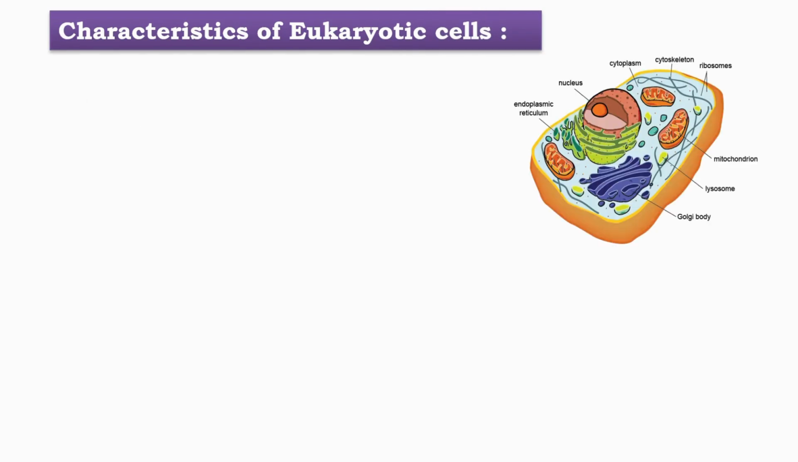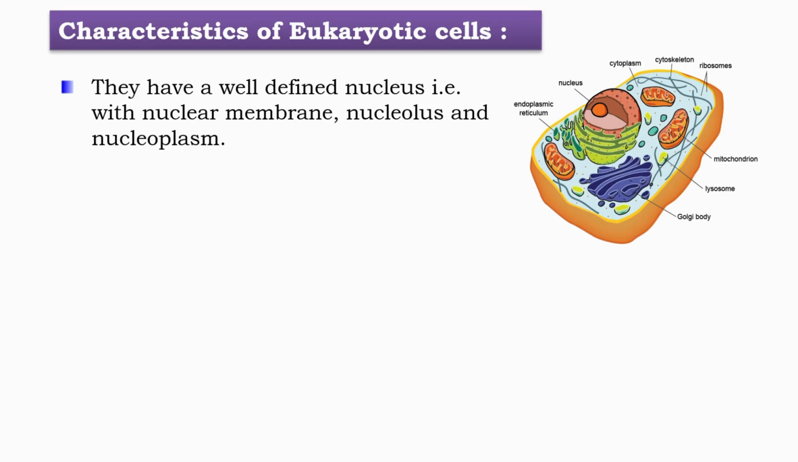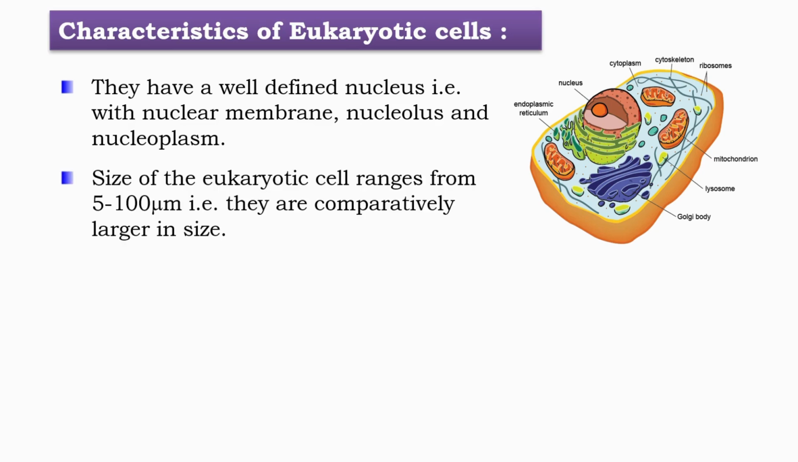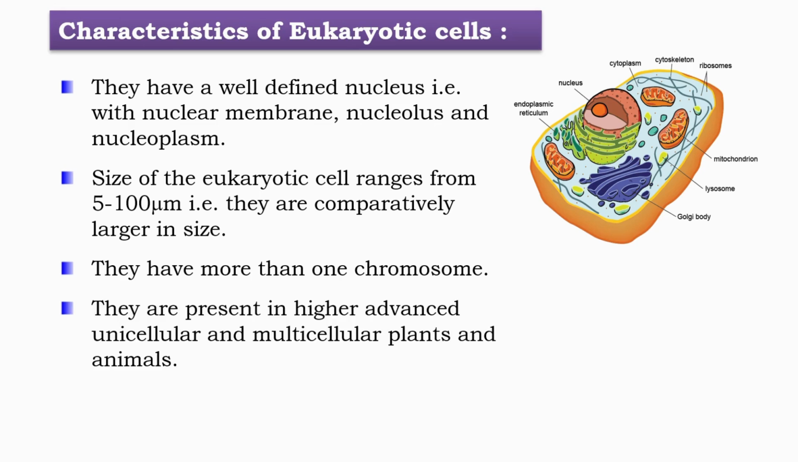Characteristics of eukaryotic cells. They have a well defined nucleus, that is with nuclear membrane, nucleolus and nucleoplasm. Size of the eukaryotic cell ranges from 5 to 100 micrometer, that is they are comparatively larger in size. They have more than one chromosome. They are present in higher advanced unicellular and multicellular plants and animals.